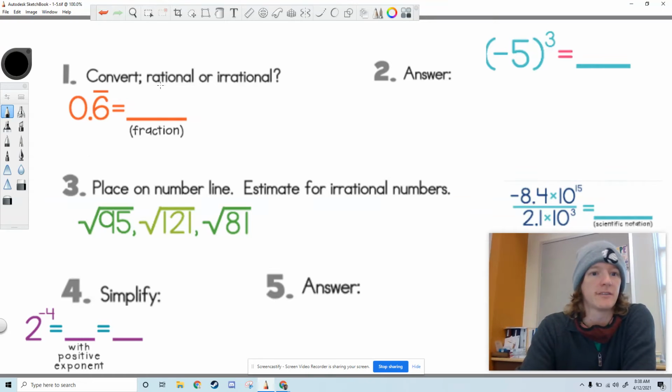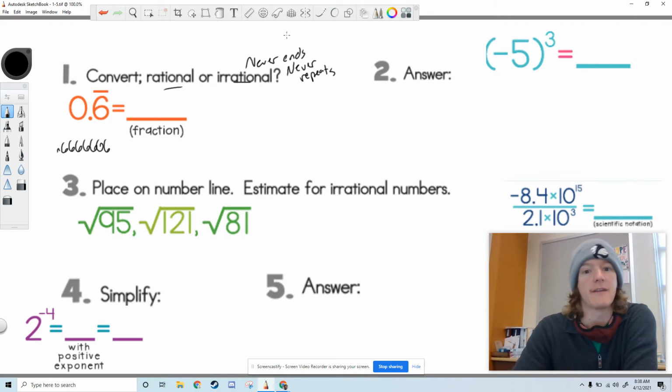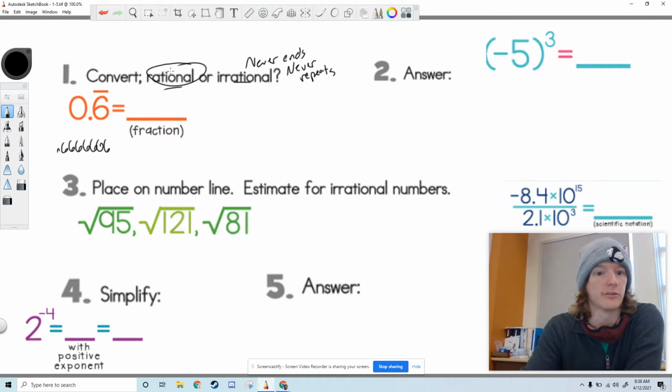Number one, we need to write this as a fraction and decide if it's rational or irrational. Well, I can start you off. Irrational means it never ends, which is true in this case, but it also means it never repeats. This little sign means this is 0.6666666. That's going to repeat, so this is rational, which means we can write it as a fraction.